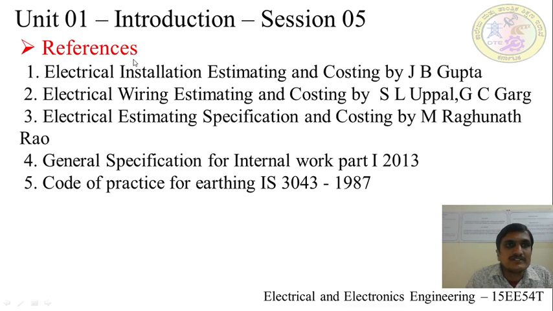Here are some references. First, electrical installation, estimating and costing by J.B. Gupta. Second one, electrical wiring, estimating and costing by S.L. Uppal, G.C. Garg. Third one, electrical estimating, specification and costing by M. Raghunath Rao. Fourth one, general specifications for internal work, part 1, 2013. Fifth, code of practice for earthing, IS 3043, 1987. All these references are used for the first unit.